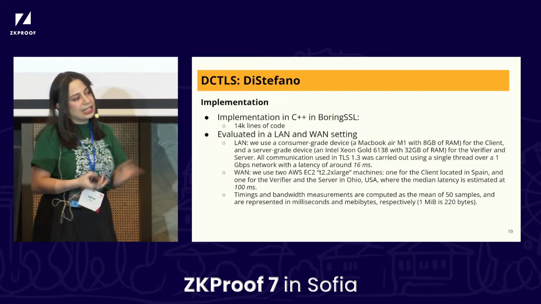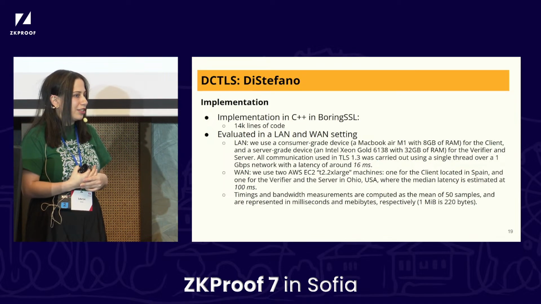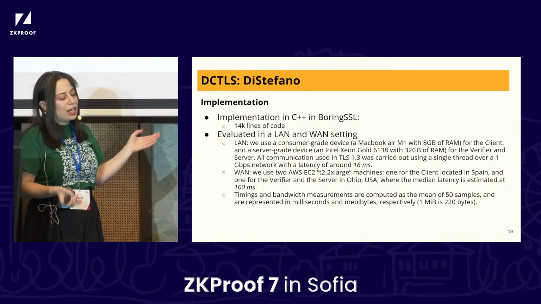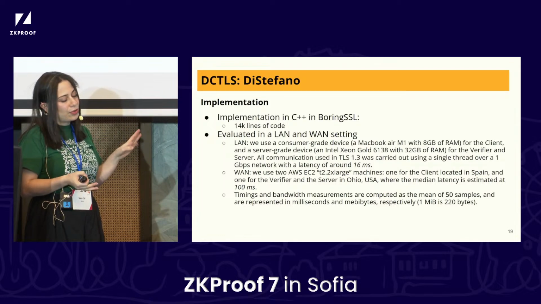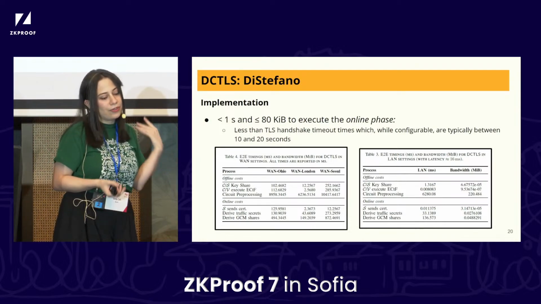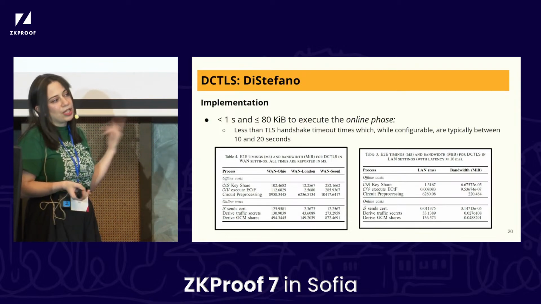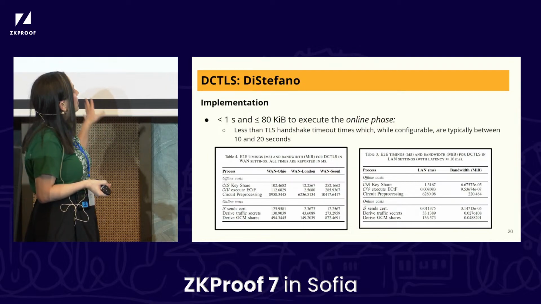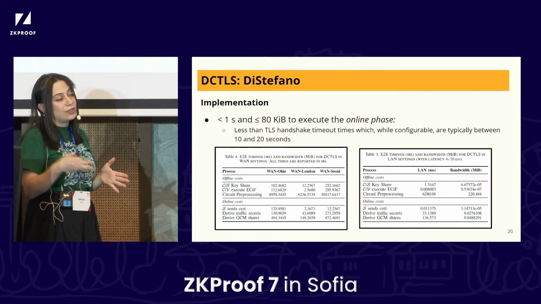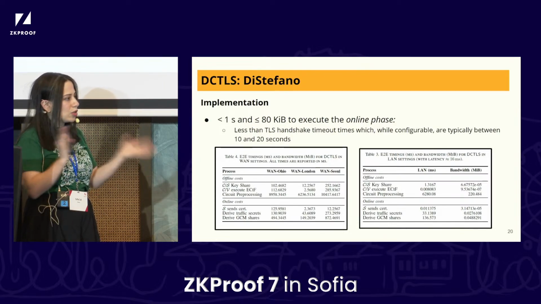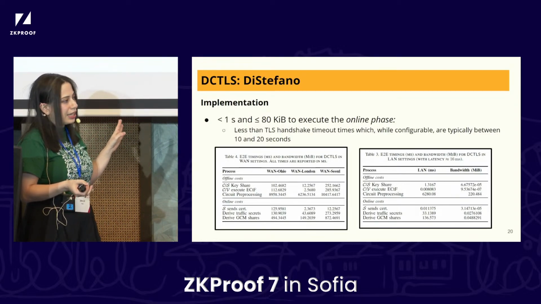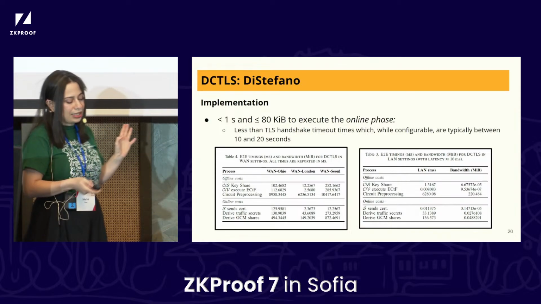And we indeed implemented this in BoringSSL directly because we are the Brave browser. So we essentially built over Chromium, and Chromium uses BoringSSL. So we implemented it directly in BoringSSL for around 14K lines of code. And we also launched some LAN and WAN experiments. And what we found is that our protocol is very efficient because we end up with handshake times of less than 1 second, which is great because usually the timeout times on TLS 1.3 are around 20 seconds. So we are well within that time frame. And we also have around 80 kB of communication complexity.